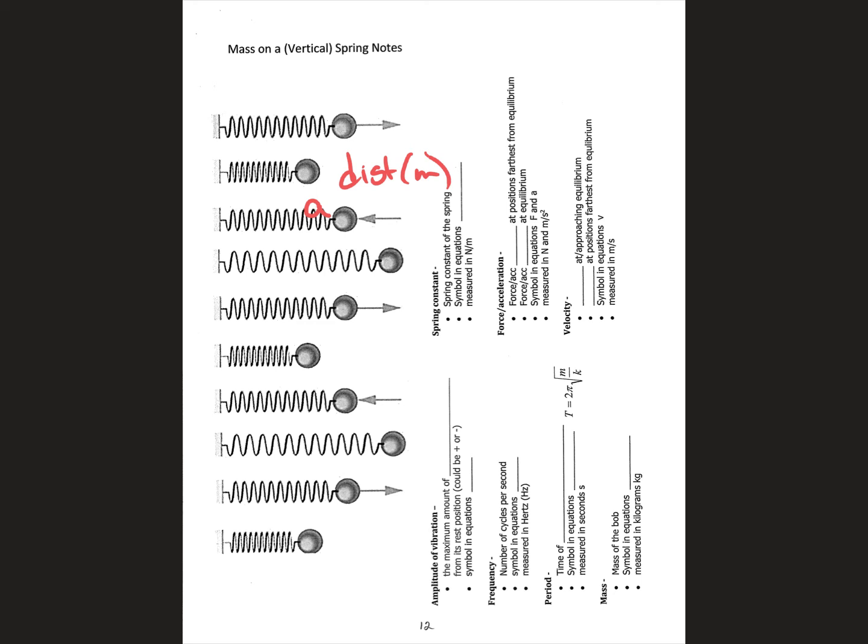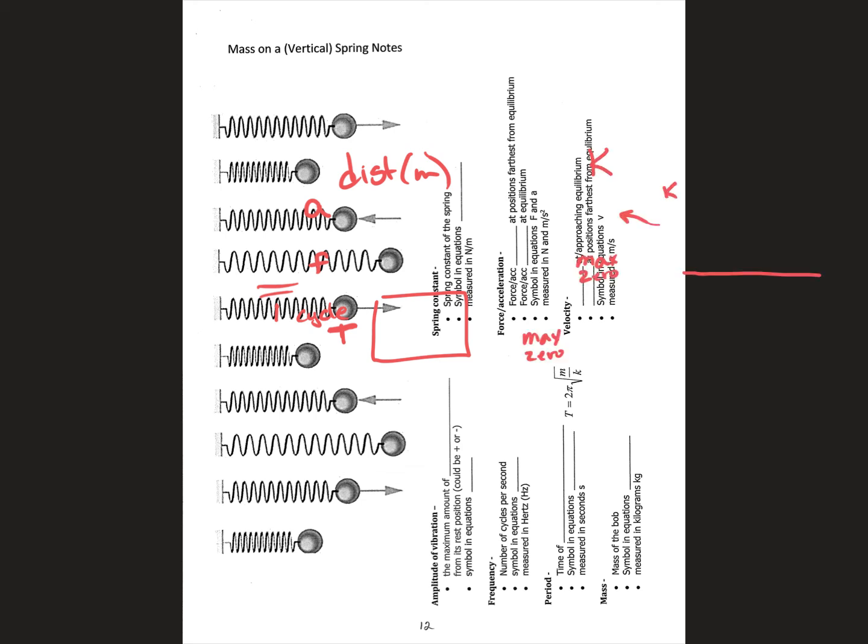And the symbol in equations is an A for amplitude. Frequency, we should already be familiar with that. How many cycles or bounces per second? And the symbol, of course, for frequency is an F. It's measured in hertz. Let's keep going. Period, time of one bounce or one full cycle, and that's T. And there's a new formula. Sorry, that should be an uppercase T. T is now equal to 2 pi times the radical of mass over the spring constant.